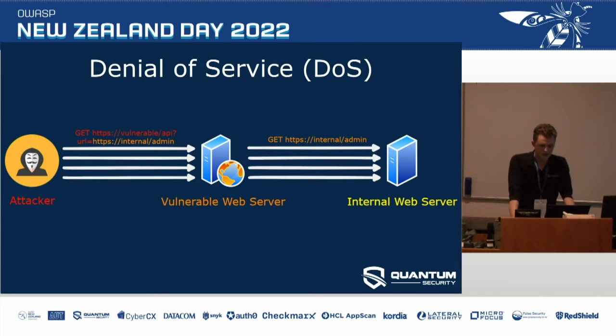Denial of service. Internet-facing applications will often have protections in place to protect against denial of service attacks. Internal web applications may not. If it's never going to be touched by the internet by design, why would you spend time, money, and effort protecting against denial of service? If you're able to send a large amount of requests to the vulnerable web server, and then the vulnerable web server forwards on requests one-for-one to an internal web app, you could end up overloading the internal web app, resulting in a denial of service attack.